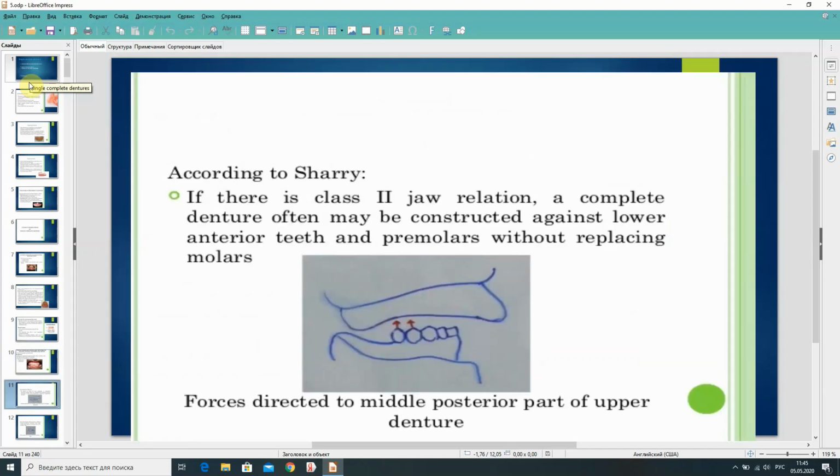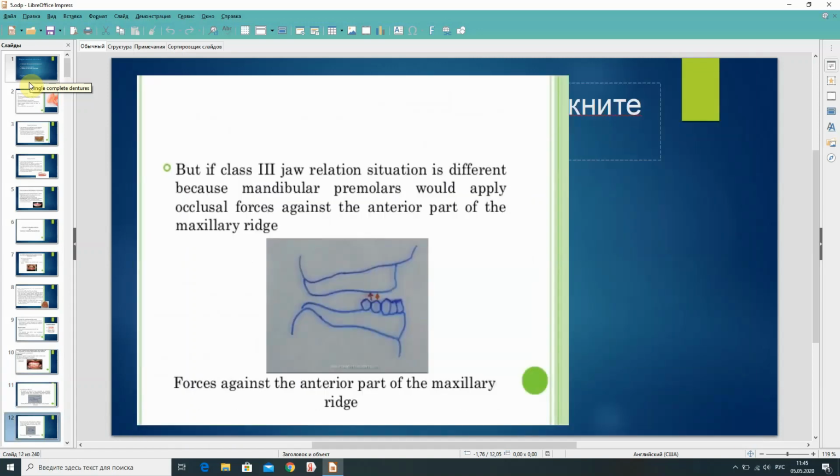According to Sherry, if there is a class 2 jaw relation, a complete denture often may be constructed against lower anterior teeth and premolars without replacing molars. Force is directed by the middle posterior part of the upper denture. But the class 3 jaw relation situation is different, because mandibular premolars would apply occlusal forces against the anterior part of the maxillary ridge.